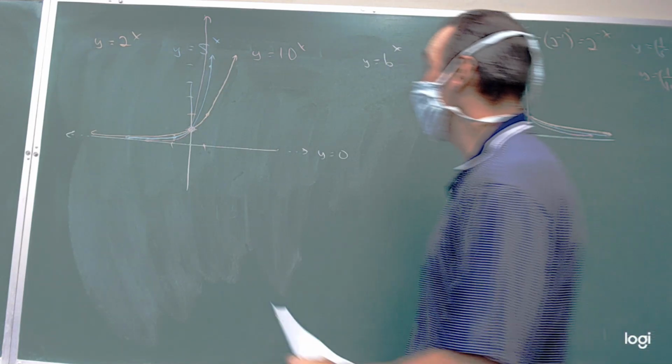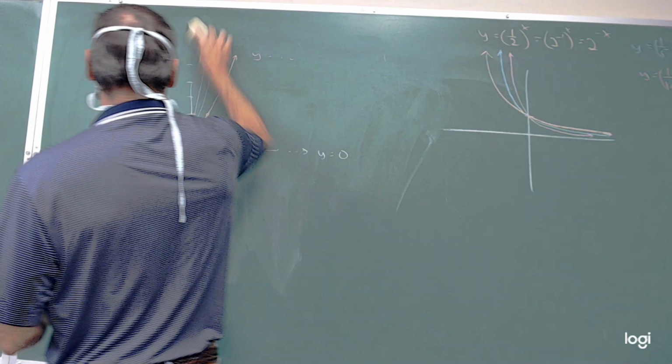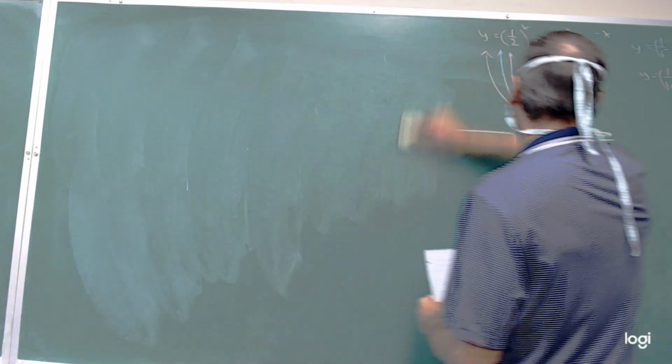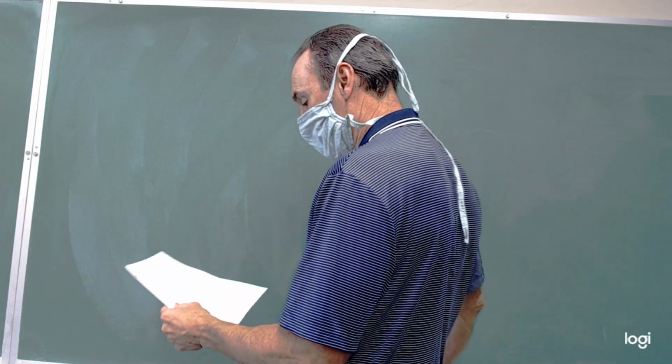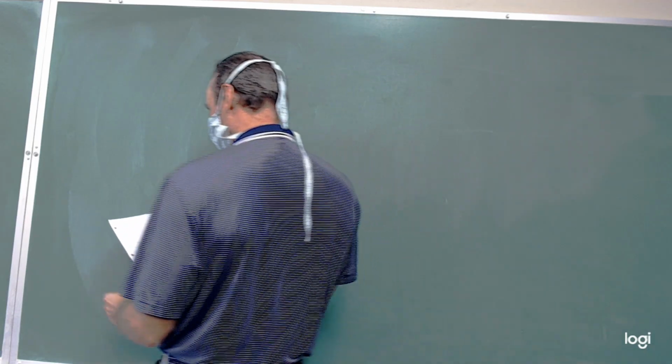So that's the B part. So then we want to take a look a little bit at what the A does. And so let's compare an exponential with some different values of a.